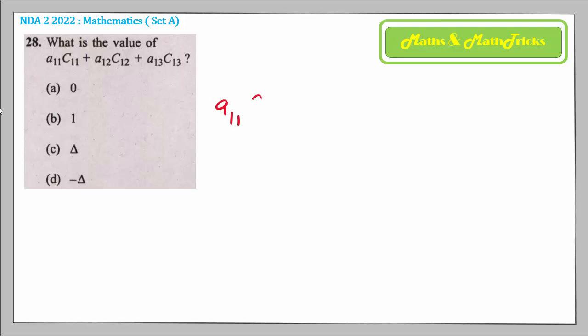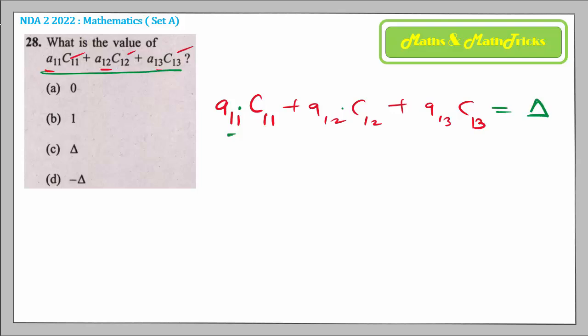So this is the info given to you, and they suddenly ask the next question: what is the value of the sum of the product of elements of a row? You can see A11, A12, A13 are the elements in a row, and C11, C12, C13 are their corresponding cofactors. You must have remembered that when you take the sum of the products of elements of any row or column with their corresponding cofactors, and sum up those three products, you always get the delta, right? So this is nothing but the delta, the determinant of the matrix. So the option is clearly C.